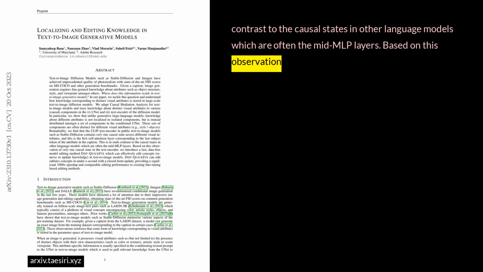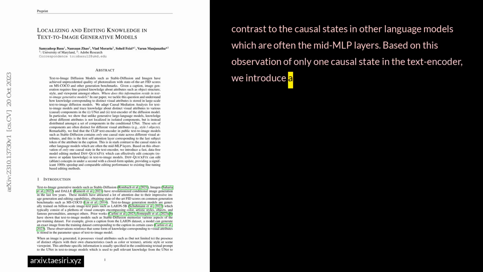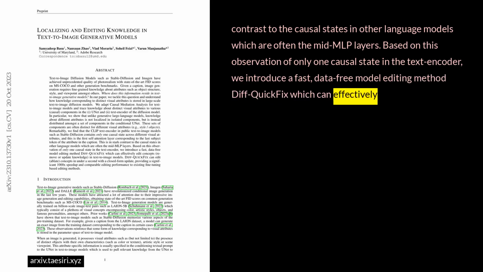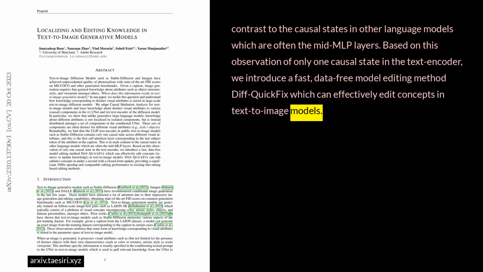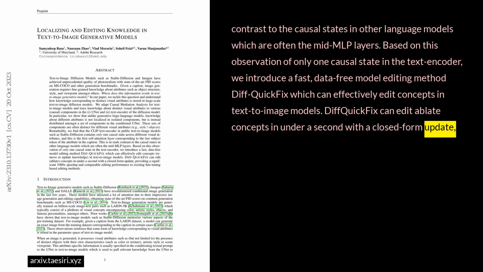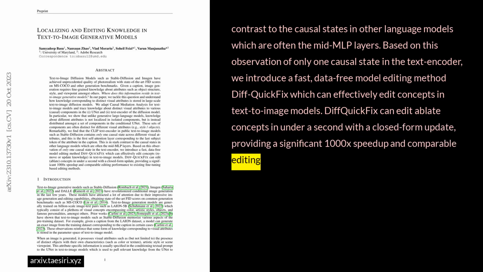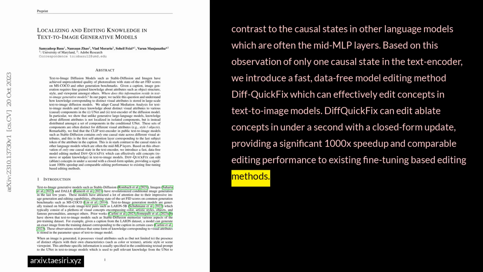Based on this observation of only one causal state in the text encoder, we introduce a fast, data-free model editing method, Diff-QuickFix, which can effectively edit concepts in text-to-image models. Diff-QuickFix can edit or ablate concepts in under a second with a closed-form update, providing a significant 1000x speedup and comparable editing performance to existing fine-tuning-based editing methods.